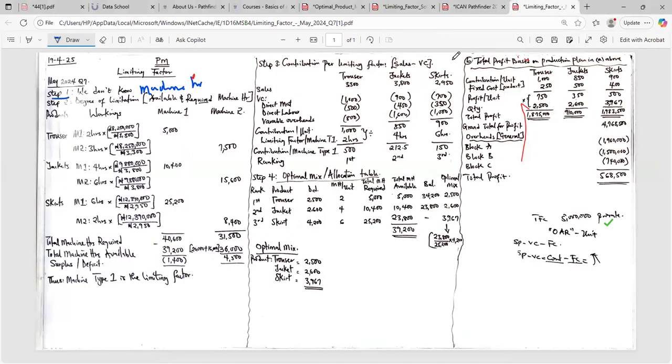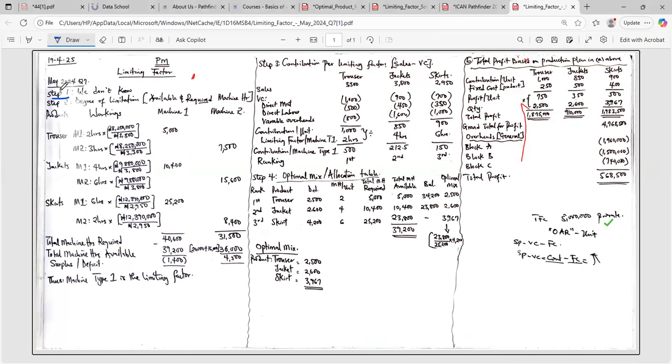That is why when I was solving this for my student, I said I don't know. When I asked them step 1, they told me identify the limiting factor. I told them I don't know, but I know it's machine, but I don't know if it is machine type 1 or machine type 2. So I told them to hold on. The only way I can know is if I move to step 2, which says determine the degree of limitation. Since I want to determine the degree of limitation, I need 2 things, as I've said earlier.